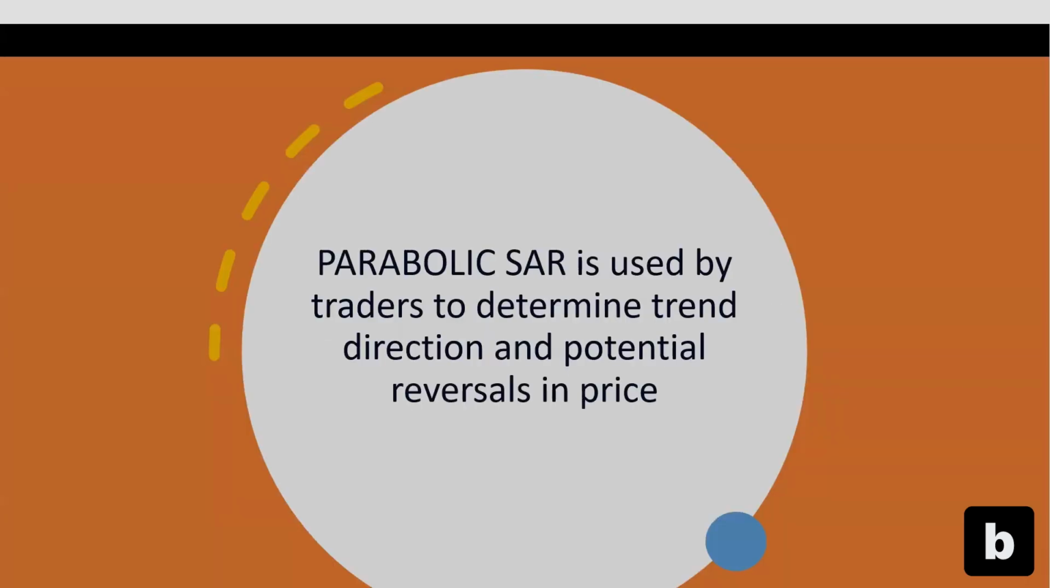So having a look at the key considerations. I guess the best way to start with the parabolic SAR indicator is to say that it's used by traders to determine the trend and look at price reversals. So obviously there's two dynamics there that we need to start with.